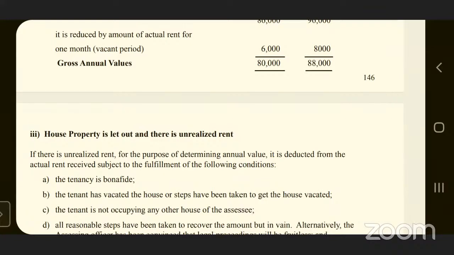Sometimes they may provide the data, or sometimes the house has been let out throughout the year. We can identify this by reading the question itself, so we have to observe. Sometimes he may give the actual rental value for the whole year and say that the per month rent is like that. With that, we can assume that unrealized rent or a vacancy period is there. We have to convert the monthly rent into annual rent and compare.